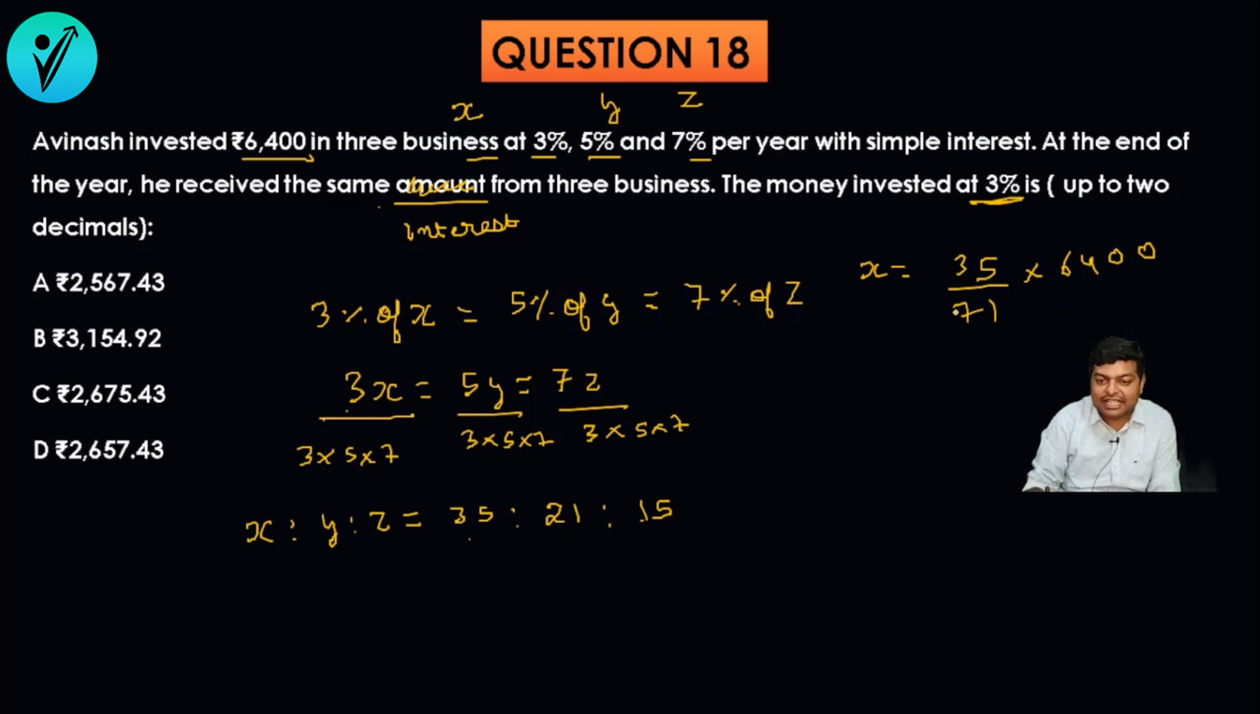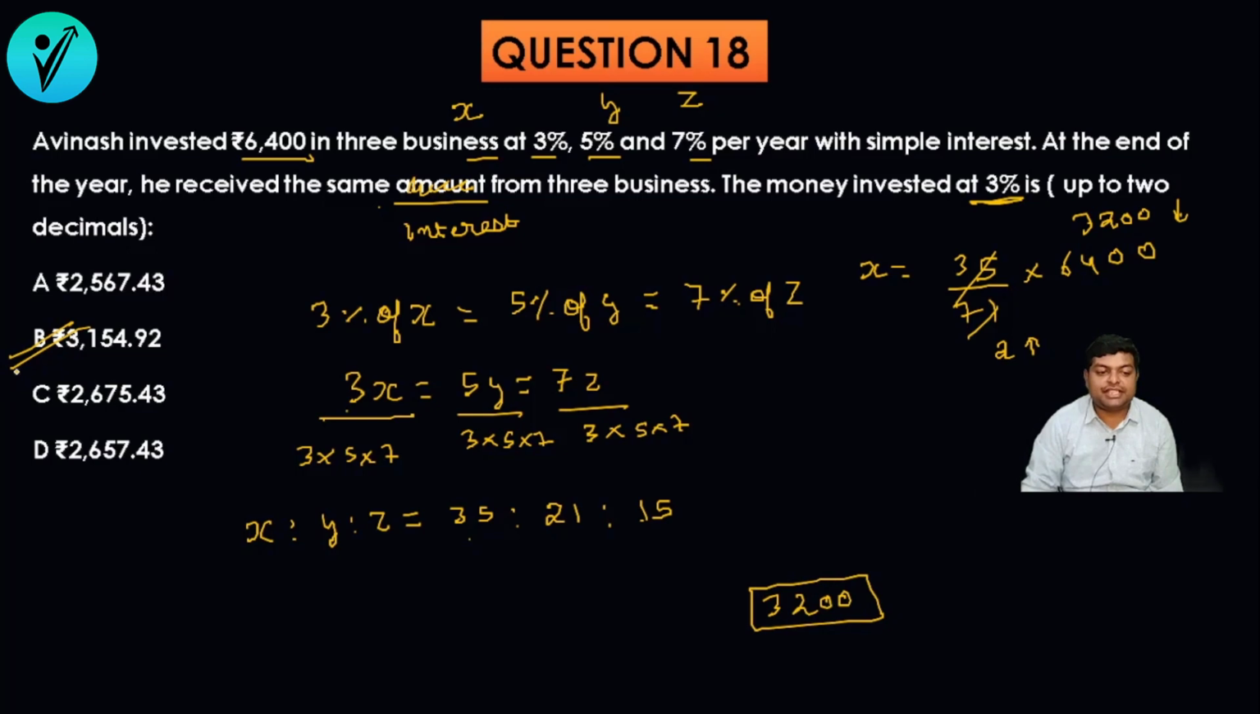But as this is 35 upon 71, this number will not be exactly 2, it will be slightly more than 2. And if this is slightly more than 2, your answer will be slightly less than 3200. So which option is slightly less than 3200? It's 3154. So the correct answer to the question is 3154.92. No need to do the exact calculation, not required.